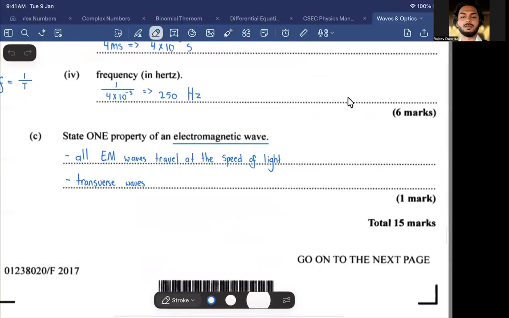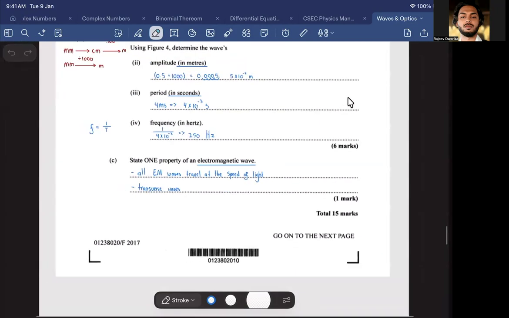Over here they say state one property of an electromagnetic wave, right? And I said that all EM waves are transverse waves, and all EM waves travel at the speed of light. So please remember those things.